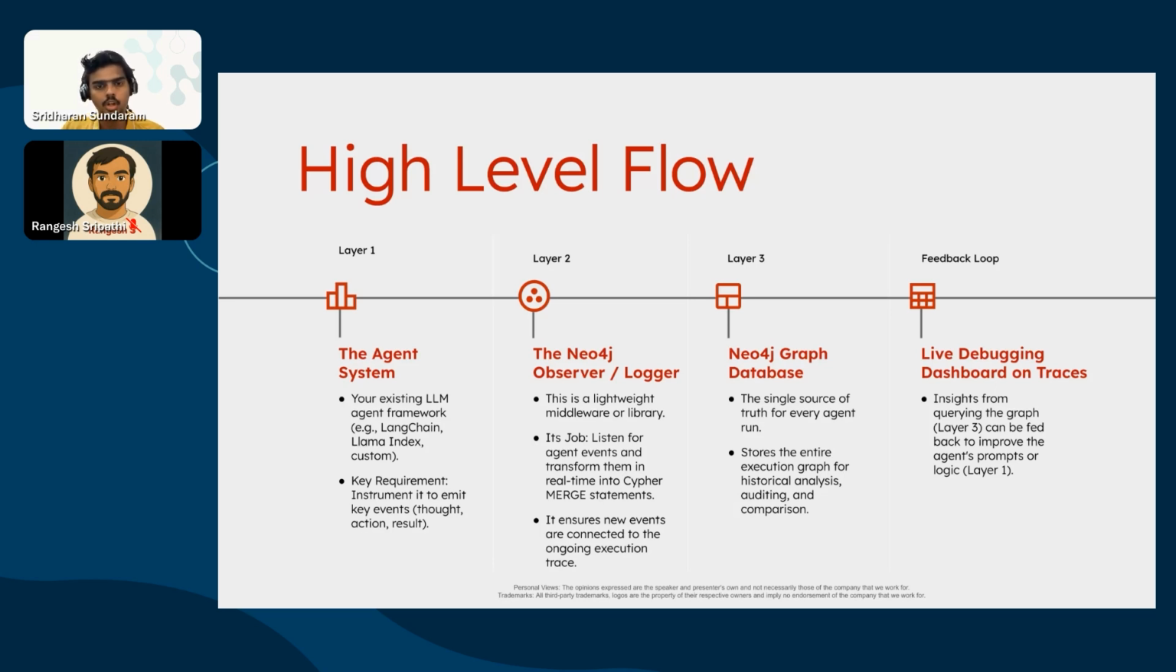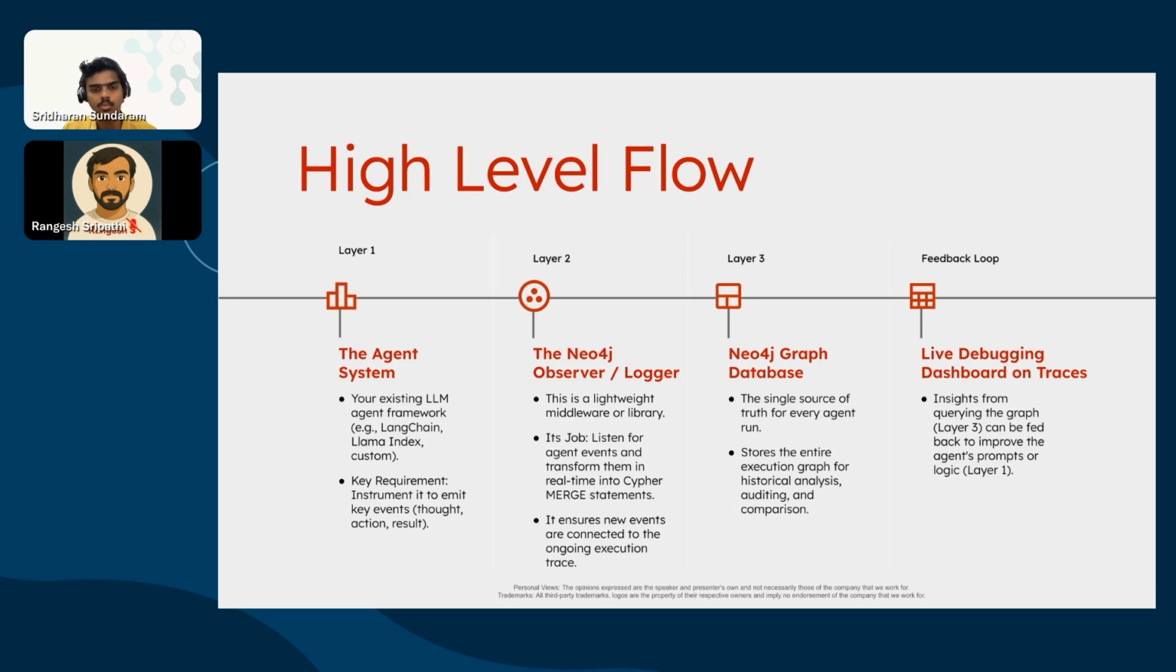The second layer will be our intermediate layer between the agent system itself and the graph DB, which is our observer or logger. This is a lightweight middleware or library. It could be any connector that we could use, like Kafka, right? Its job is to listen for the agent events in real time and then transform them into Cypher queries, into nodes and relationships, using the Cypher queries that we are going to create for it. One more thing is we don't have to hard code any queries. We can make use of other tools to auto code. But all I wanted to say is we have to ensure that every event is captured and then persisted into Neo4j by the Cypher queries.